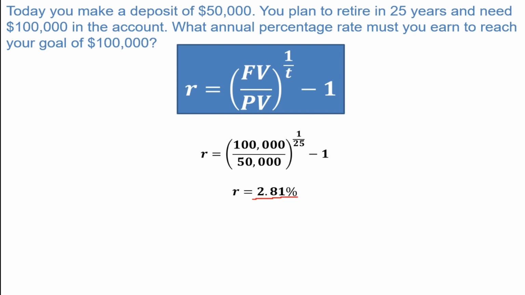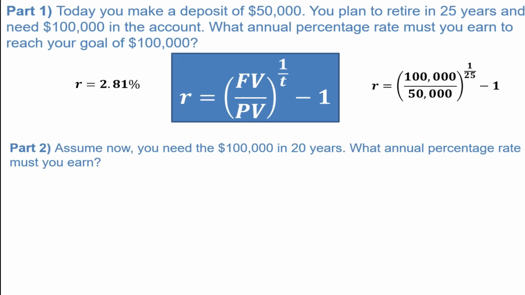This is rounded to 2 decimal places, so don't panic if you come up with something slightly different. What this 2.81% represents is that if we deposit the $50,000 today and we want $100,000 in 25 years, it would have to grow at an annual rate of 2.81%. So that's the significance behind it. In the first part, we concluded that in order to meet our goal of having $100,000 in 25 years, when we make a $50,000 deposit today, we would have to earn an annual percentage rate of 2.81%.